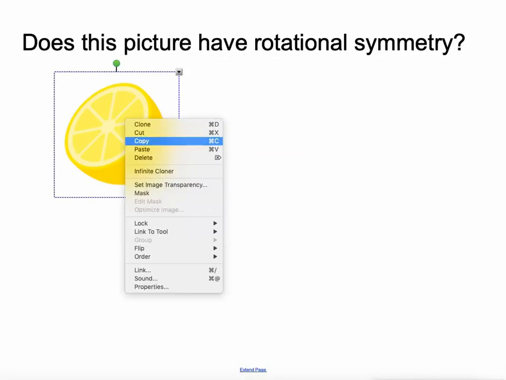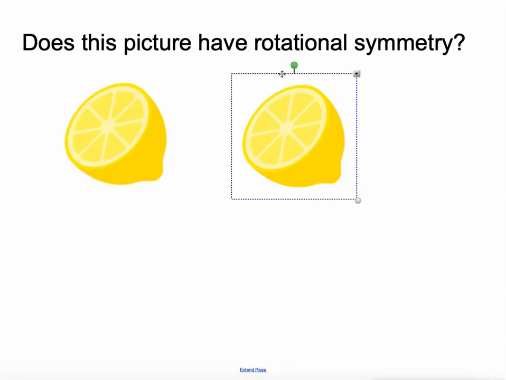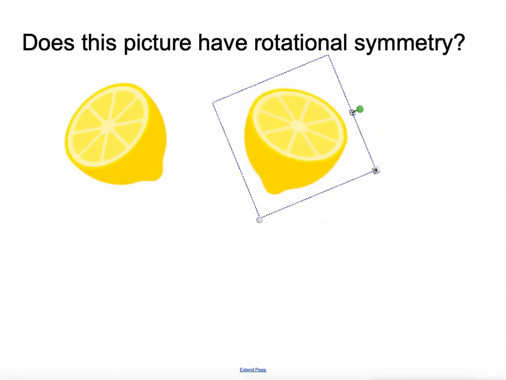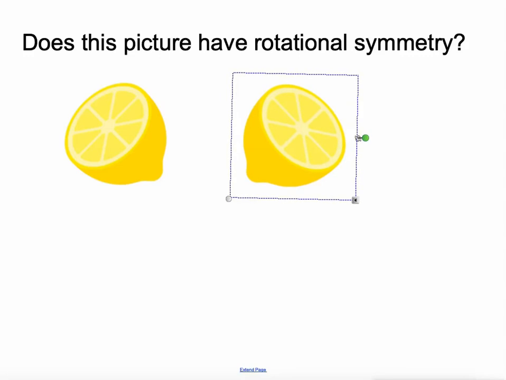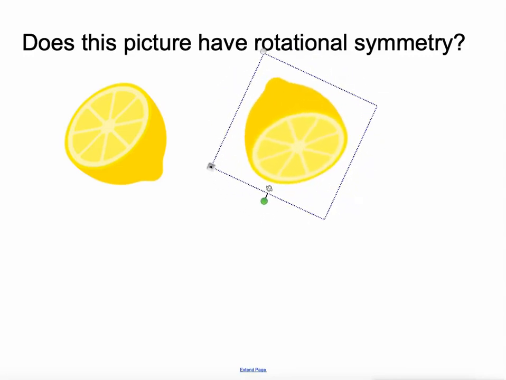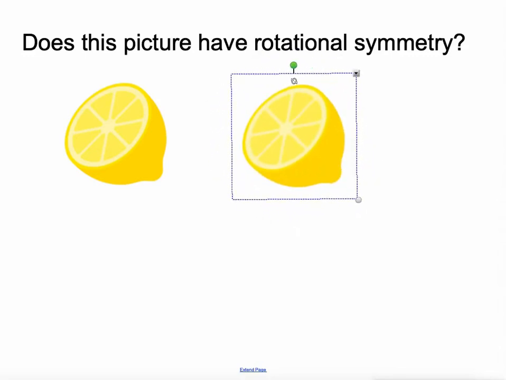And what about this one? See, I think if I was just looking at the front of the lemon, I could say yes, it has rotational symmetry, but this one, not so much. I think we're going to have to go all the way around before it matches again. So no, this does not have rotational symmetry.